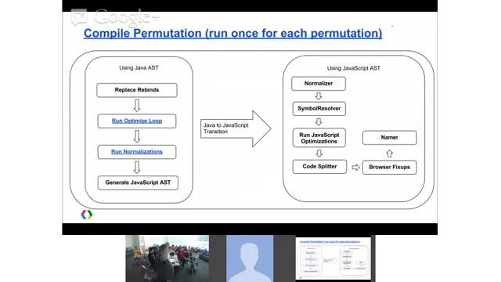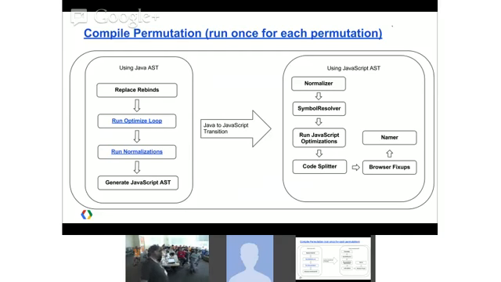Then we translate the Java to JavaScript, and we run a bunch of passes there. Normalize. I forgot what the normalize does. What does the normalize do? So the JS normalization pass is basically... Oh, those are the normalization passes. Yes, and they fix something.